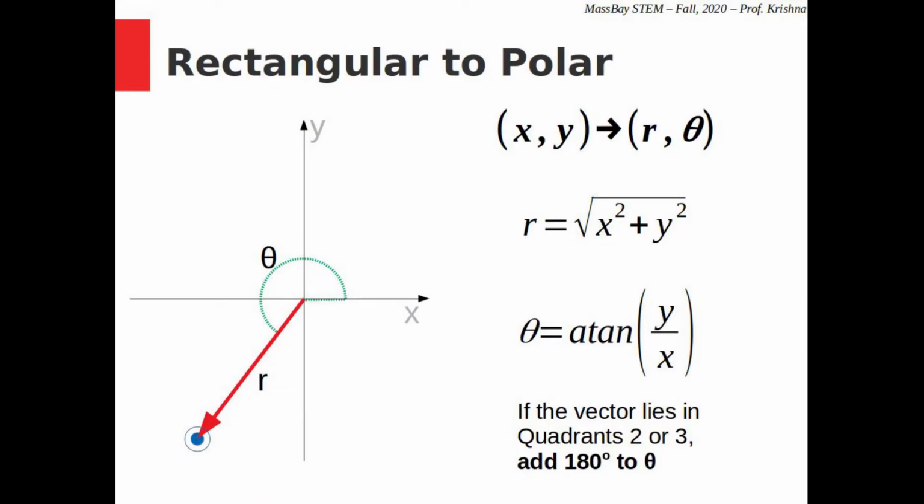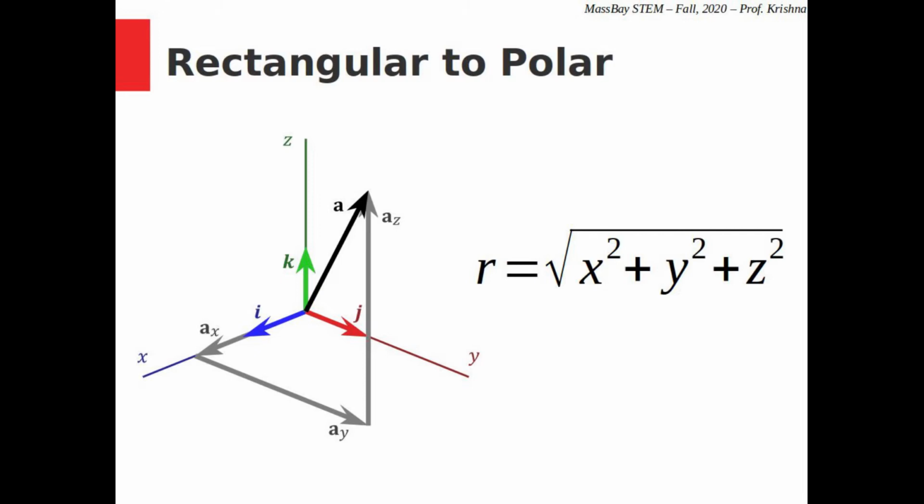To convert from rectangular to polar, we always draw the vector first. We apply the Pythagorean theorem to get r. r equals the square root of x squared plus y squared. And to get theta, we take the arctangent of y over x. But if we see from the drawing that the vector lies in either the second or third quadrants, we have to add 180 degrees to the answer that our calculator gave for the arctangent.